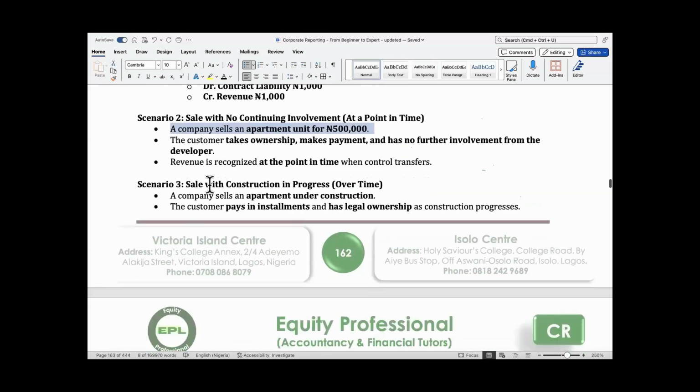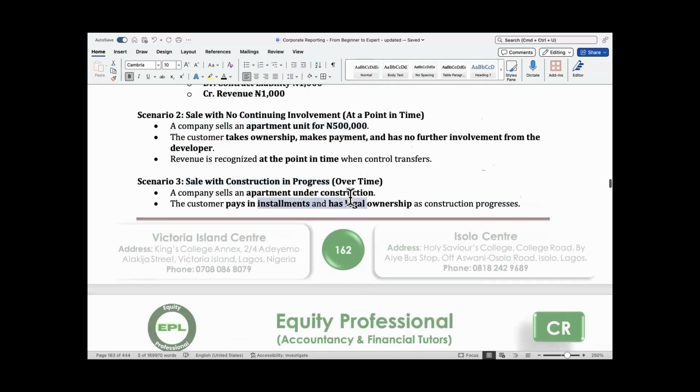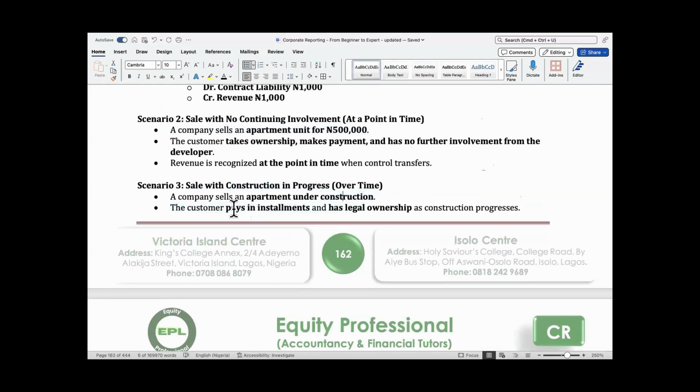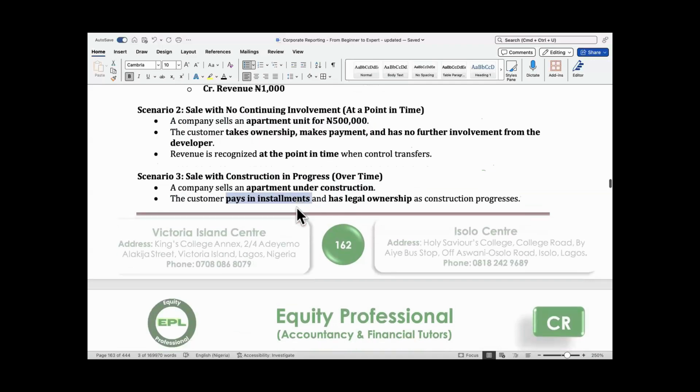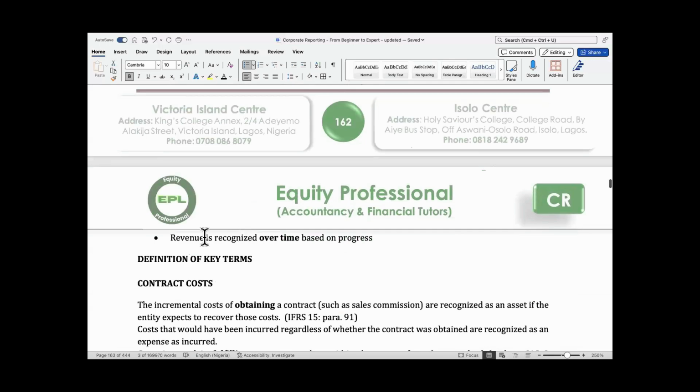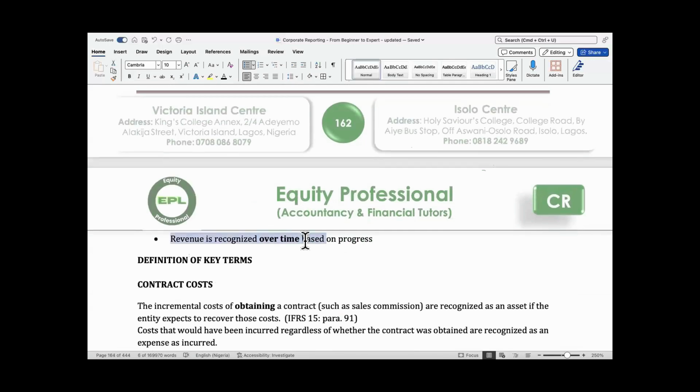And this is the third scenario. You sold with construction in progress. So you sold an apartment that is still under construction, and the customer will pay in installments, and they will have legal ownership as construction progresses. So revenue is recognized over time.